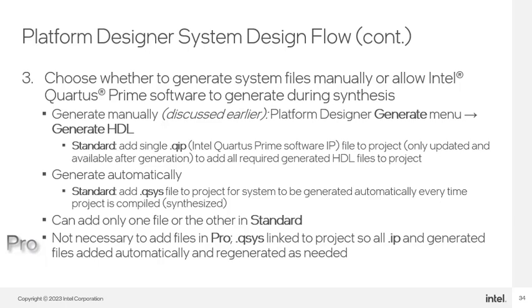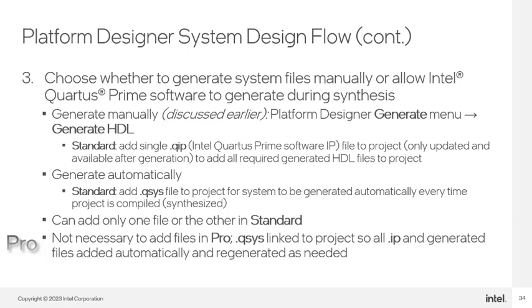However, if you're using the Standard Edition, you will need to add a file to the project, either the .qsys file or a .qip file. If you want automatic generation during compilation, add the system's .qsys file to the project. While this avoids manually generating the system every time you make a change to the .qsys file, project compilation time will be longer. If you always want to manually generate the system, do so and then add the system's Intel Quartus Prime IP or .qip file to the project as a design file.